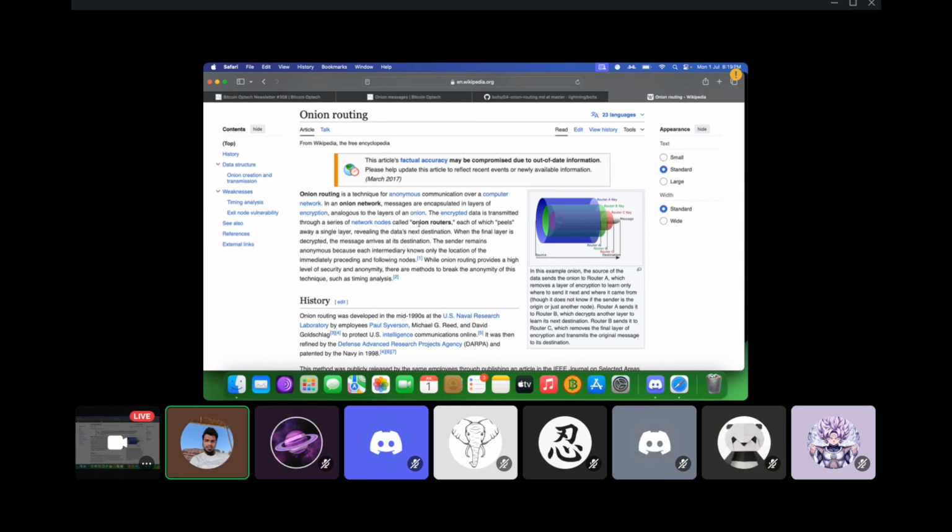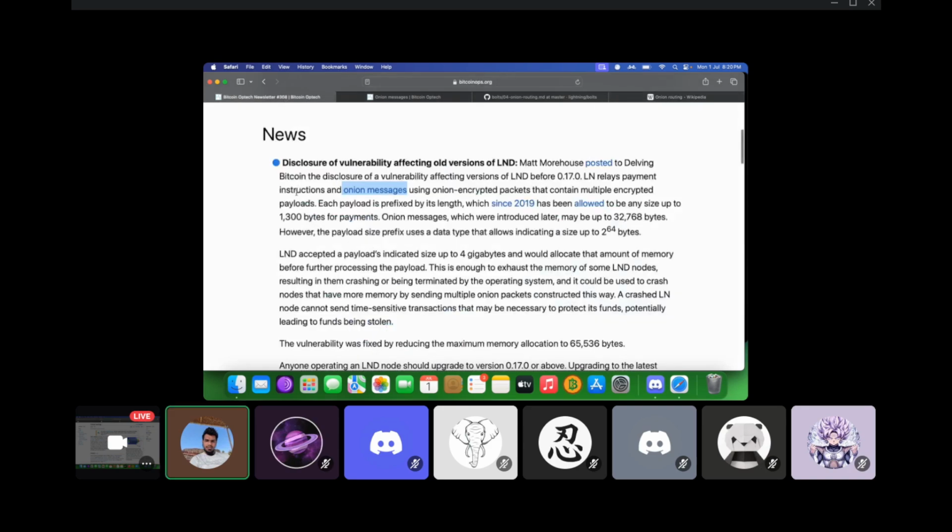So this is the analogy that is common between how information is passed between participants on the Lightning Network and how an onion's layers are peeled, and that is why these messages are known as onion messages. So coming back to that, now we know what onion messages are.